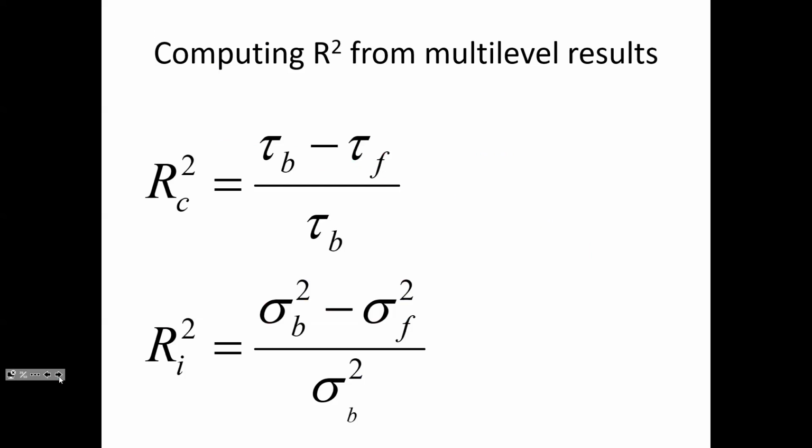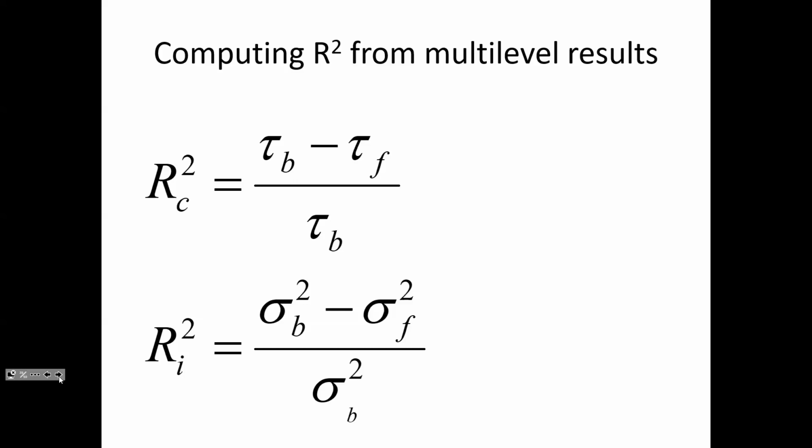The baseline would be not including the covariate in the model. The fitted would be once I include this covariate in the model. So what's the tau before I include the covariate? What's the tau after I include the covariate? And then just divide by that tau before I include the covariate. That's going to give me an approximation for the cluster level R squared that I can then use in my power analysis.